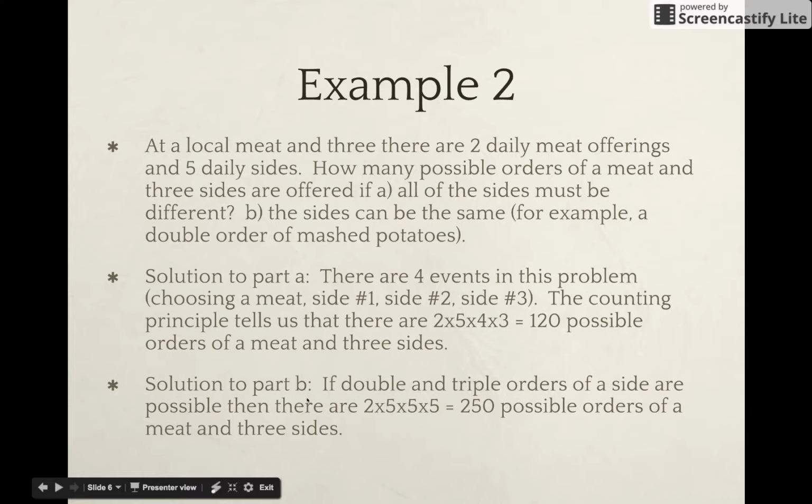In part B, we're allowed to duplicate sides. And so in that case, when we consider our 4 events, there's still 2 ways that we can select a meat. And there are 5 ways to select the first side. But now, since we can duplicate, there are still 5 ways to select the second side. And there are still 5 ways to select the third side. So using the fundamental counting principle, we have 2 times 5 times 5 times 5. It's 250 possible orders of a meat and 3 sides.